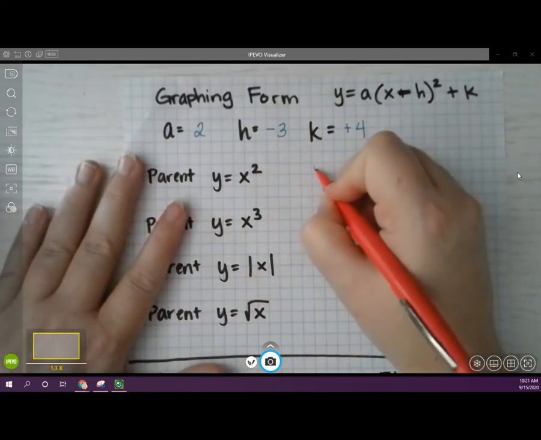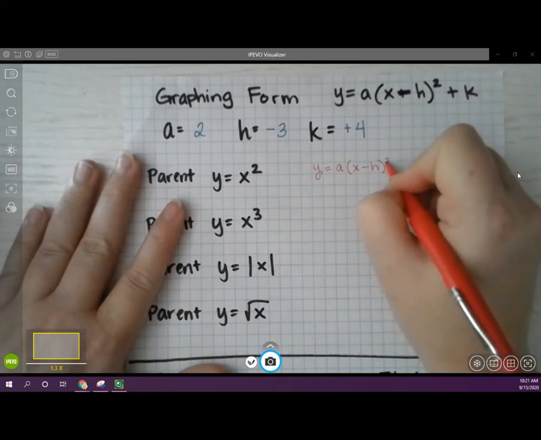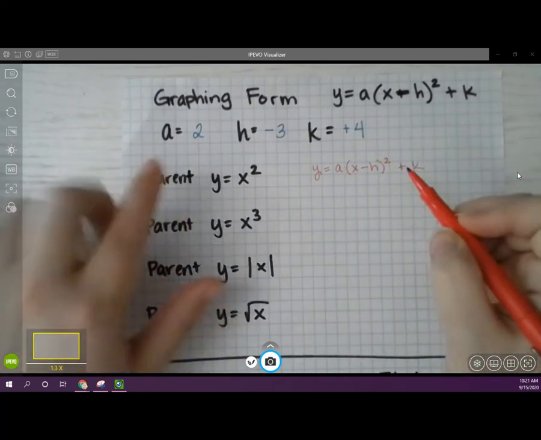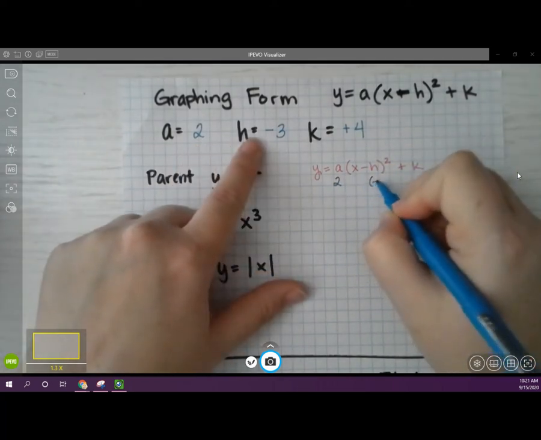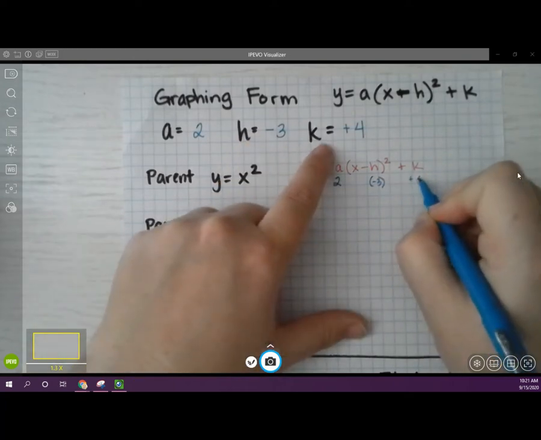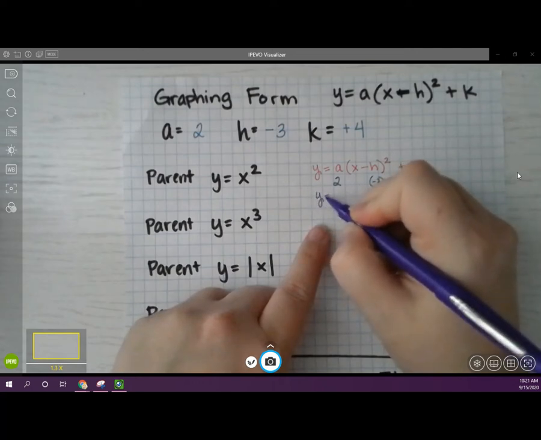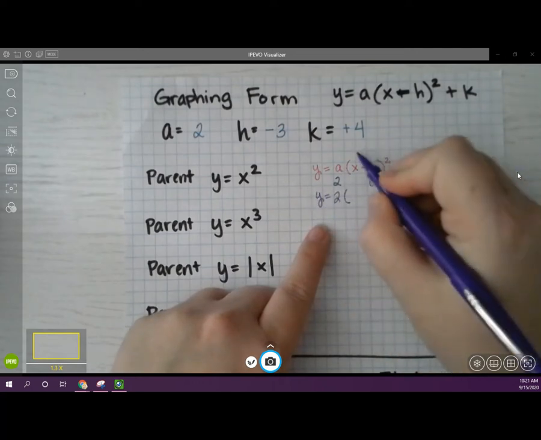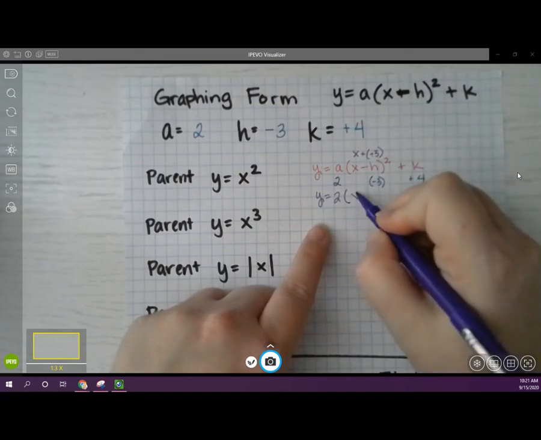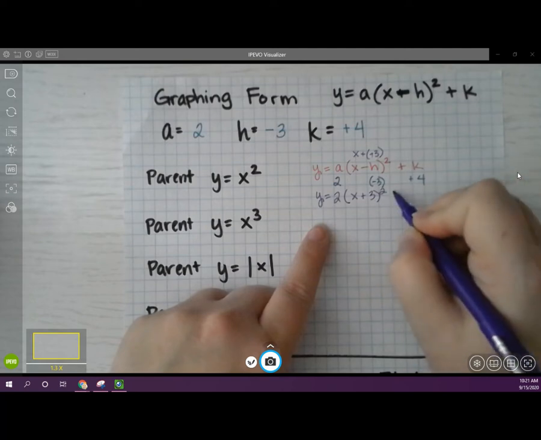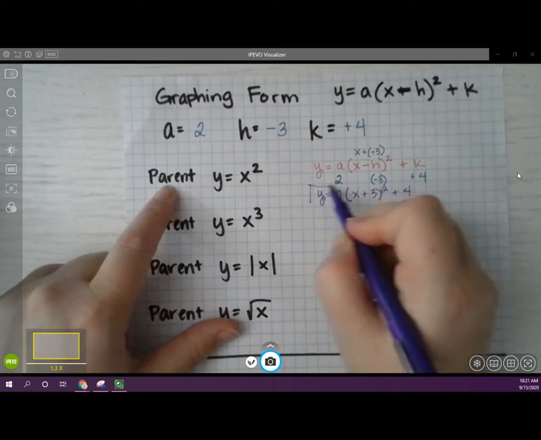For this parent, the graphing form uses y equals a times (x minus h) squared plus k, but I'm going to be plugging in a is 2, h is a negative 3, and k is a positive 4. When I plug in those numbers, I end up getting y is equal to 2 times (x minus negative 3, which makes it positive, giving me x plus 3) squared plus 4. So the answer for this parent is in purple.